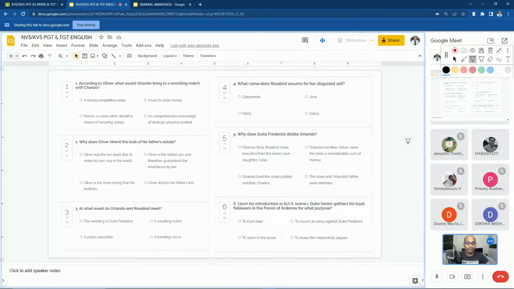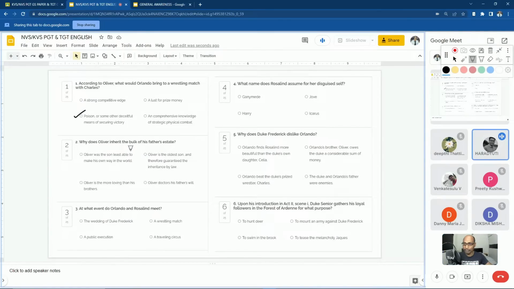Ghosh. Yes, sir. According to Oliver, what would Orlando bring to a wrestling match with Charles? It will be poison or some other deceitful means of securing victory. So this is the advantage if you can read the story before attending class, correct Ghoshji? Yes, sir. Right.